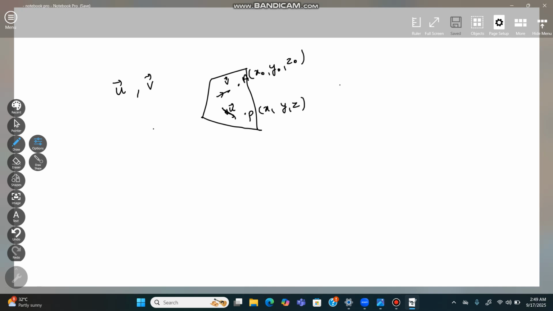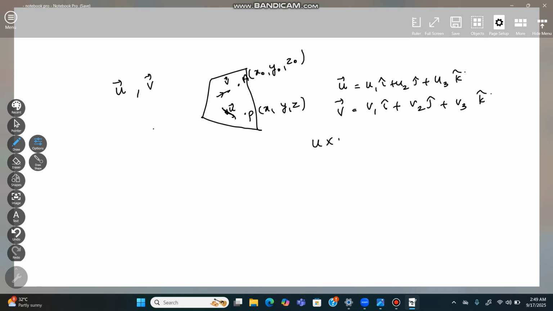The student should recollect that if two vectors, let the components be u1i plus u2j plus u3k and v vector being v1i plus v2j plus v3k be given, then we know that the cross product of u and v will be a vector perpendicular to both u and v, consequently perpendicular to the plane. That is what we are going to use now.